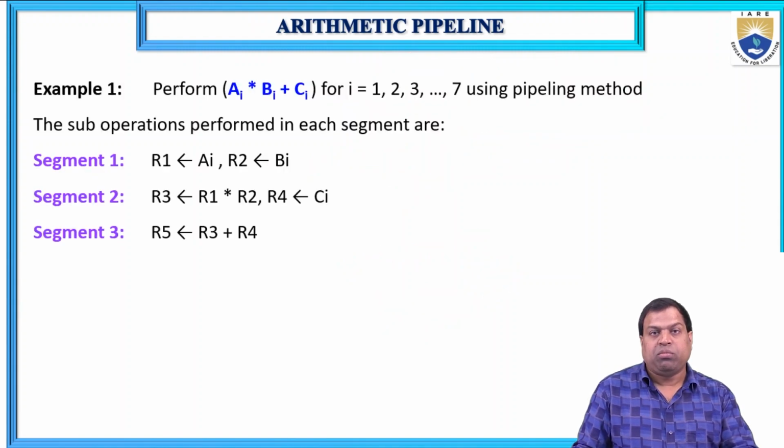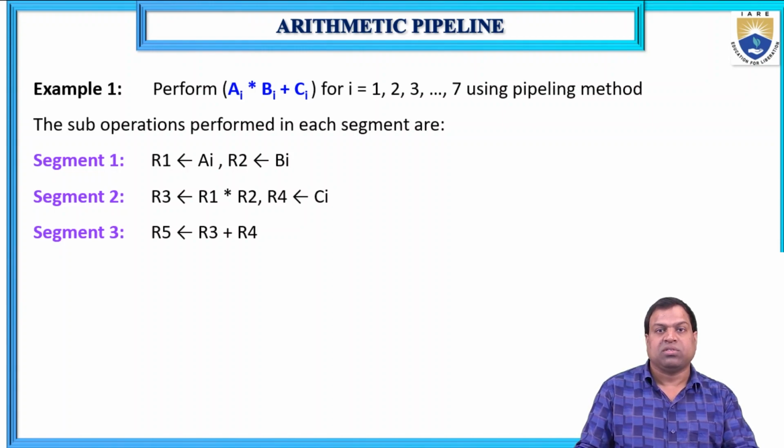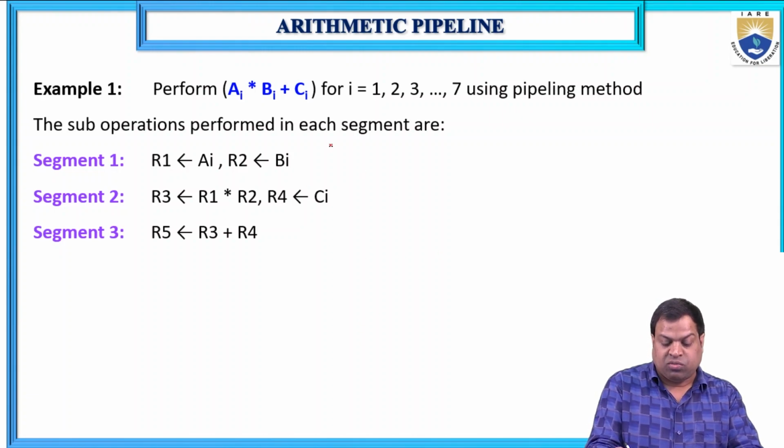Example: perform A into B plus C for i equal to 1, 2, 3, and so on up to 7, using the pipeline method. The sub-operations performed in each segment are: R1 to Ai, R2 to Bi, R3 to R1 into R2, R4 to Ci, and R5 equal to R3 plus R4. So this is the one question.